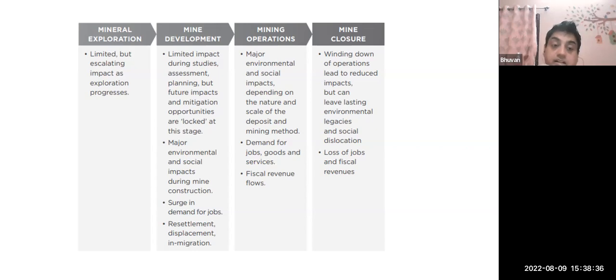And during the mine closure, sometimes the mines are abandoned, and abandoned mines are equally challenging for the environment. So in today's context, restoration of mining sites is being carried out all over the country. But a few decades back, the mines at the time of closure were discarded, and these discarded mine sites have lasting environmental legacies and social dislocations, because there is loss of jobs and fiscal revenues for the surrounding communities which are involved in the mining process.